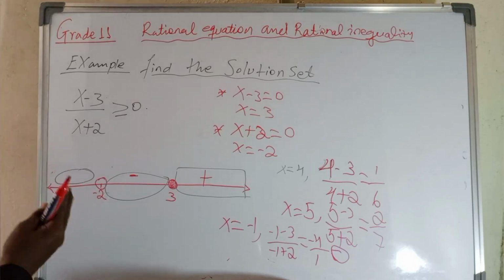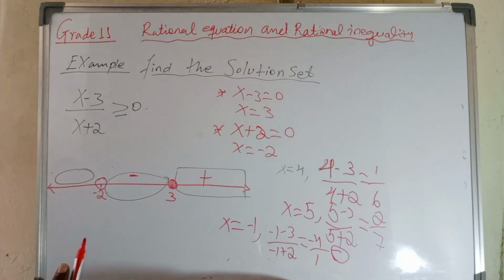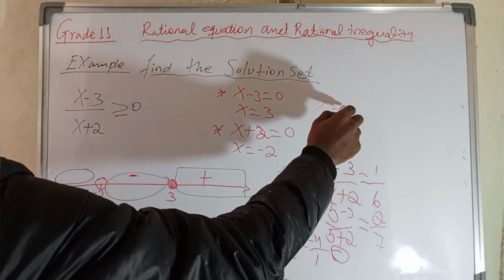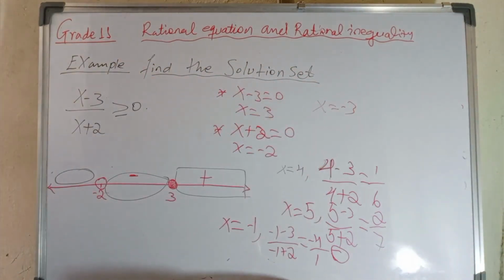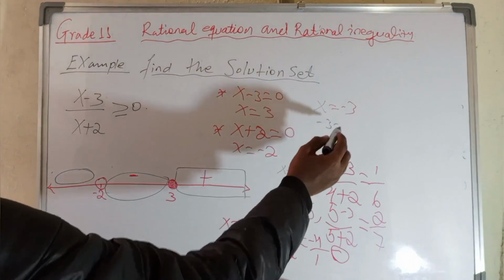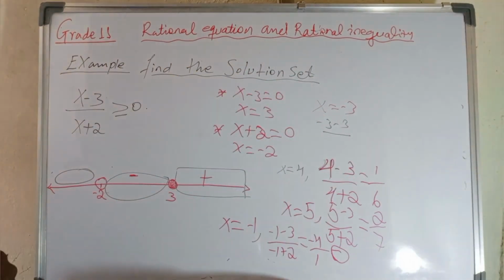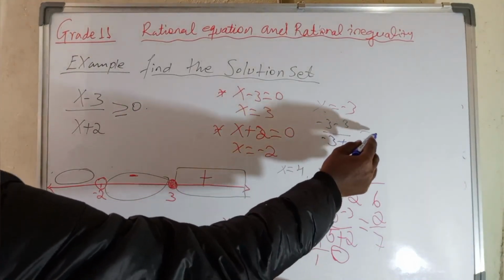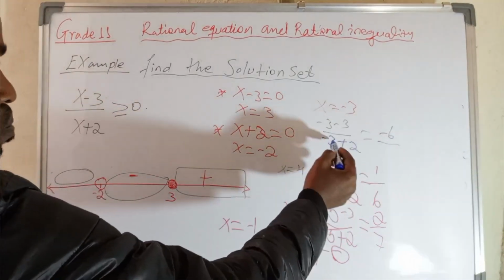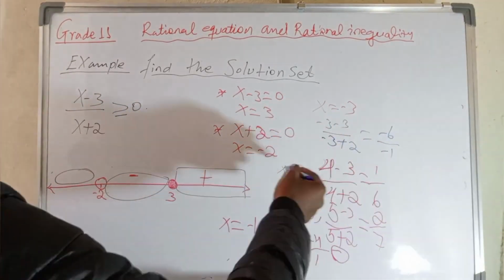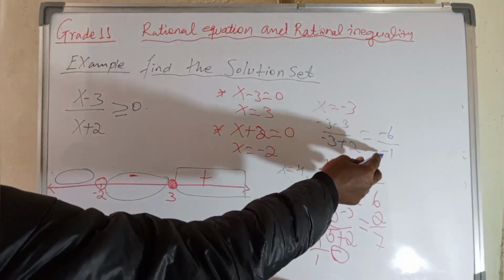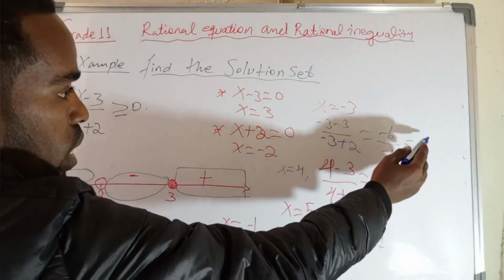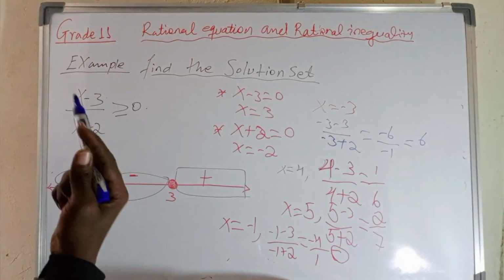Let's check another, a number less than negative 2. Let's take negative 3. If you plug in negative 3 at the place of x, we get negative 3 minus 3 divided by negative 3 plus 2. Negative 6 divided by negative 3 plus 2, negative 1. So negative divided by negative, any number divided by a negative, we get a positive number. So the answer is 6, a positive number.